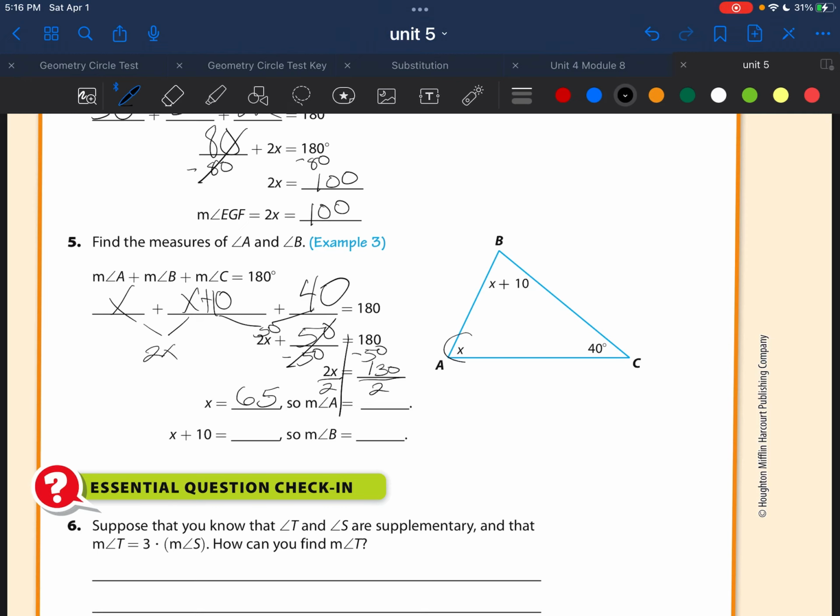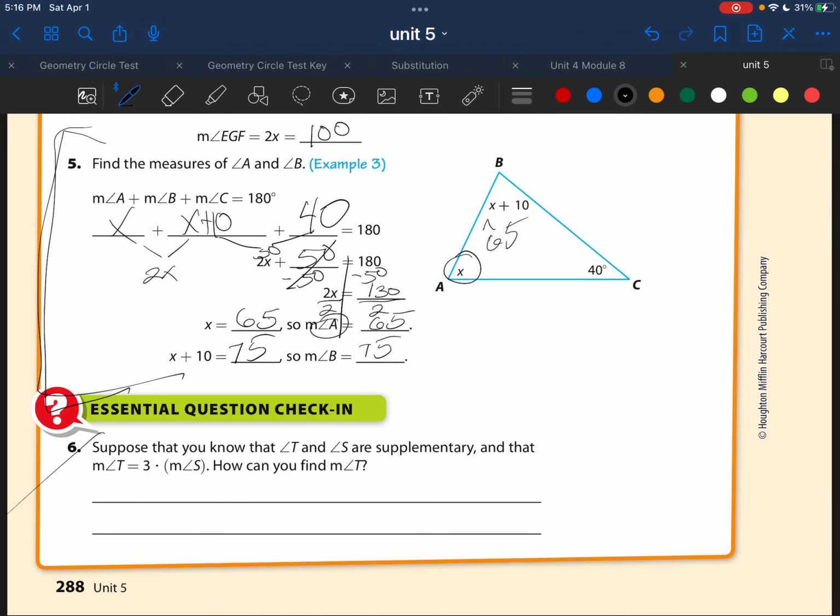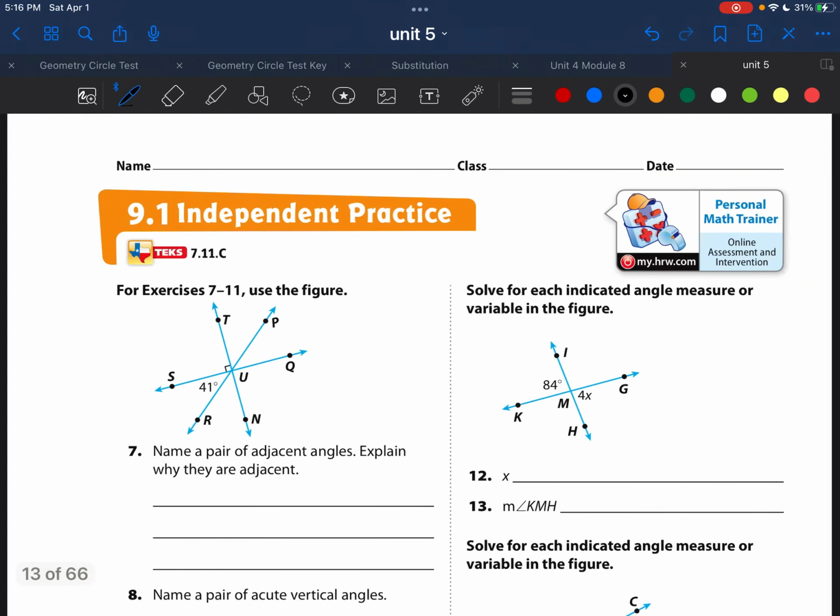Okay, so now we go back to where the x's are. There's an x here, so angle A would be 65. Okay, so now wherever I see an x, I also put 65. So what is 65 plus 10? 75. So angle B would equal 75. Okay? All it does is give you what you have. You plug in what you have to solve for what you don't. Okay?